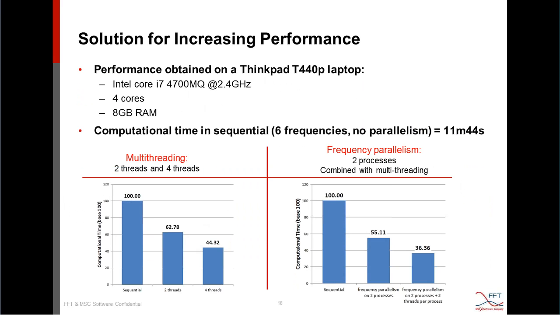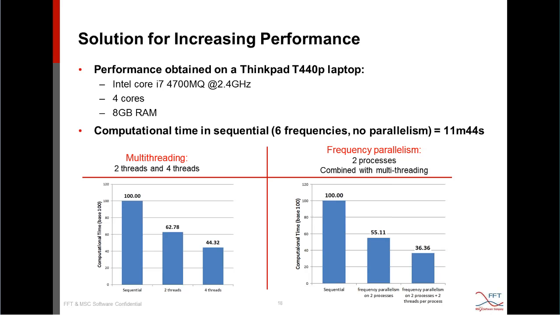The laptop I have used for this test contains an Intel Core i7 processor at 2.4 GHz, 4 cores, and 8 GB of RAM. I have run the computation at 6 frequencies and without any parallelism or multithreading, and it took a little bit more than 11 minutes. Then I consider a base of 100 so that the comparisons are easier to understand. The value 100 corresponds, in fact, to the computational time in sequential mode, namely 11 minutes and 44 seconds.